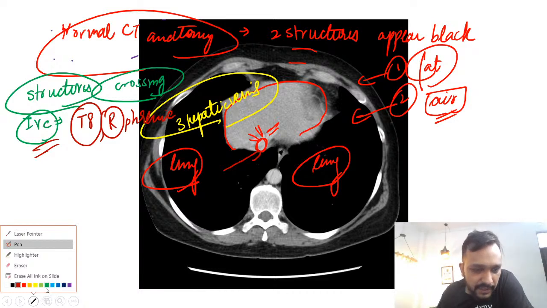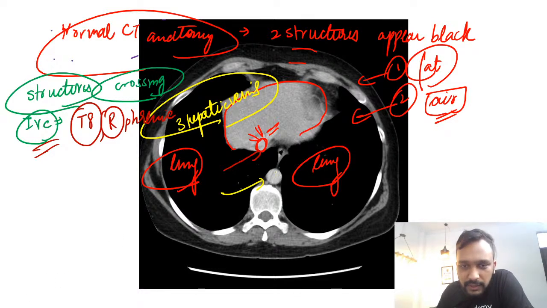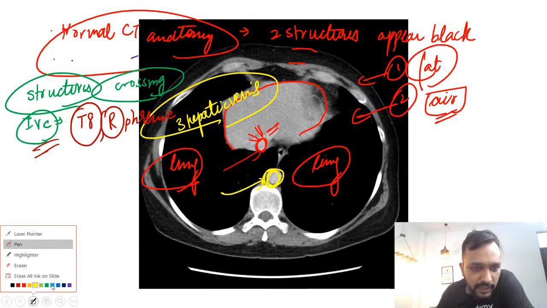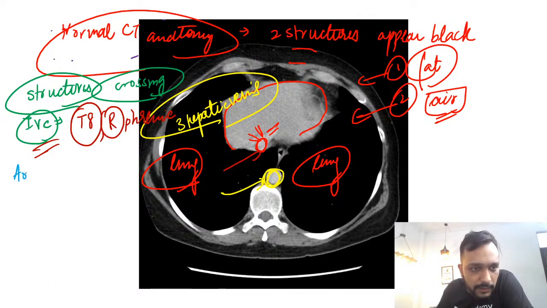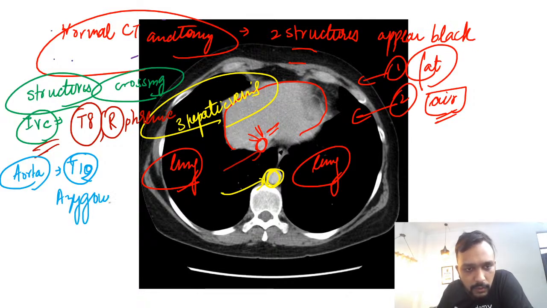Right. Then your aorta. This is your aorta. Can anyone tell me at what level the aorta crosses the diaphragm? It crosses the diaphragm at T12 vertebral level, along with the azygous vein and thoracic duct. Okay, very good.